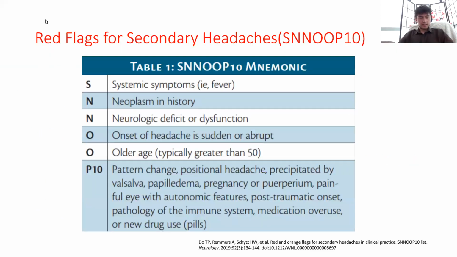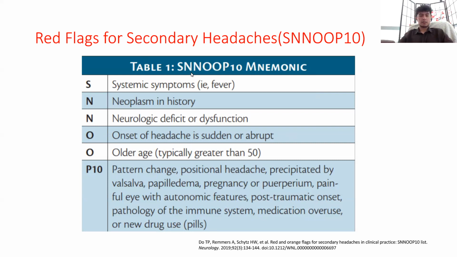And the red flags for secondary headaches, because you all know there are primary headaches like cluster headache, tension headache, migraine headache with aura, without aura, migraine status, chronic. But there are also secondary headaches that are caused by another primary disorder, and there are more secondary headaches than primary headaches, as you can guess. And this is the mnemonic for secondary headaches. What can cause secondary headaches?